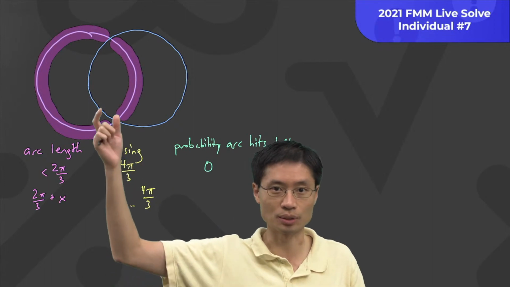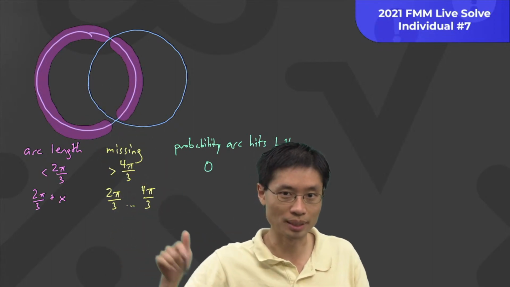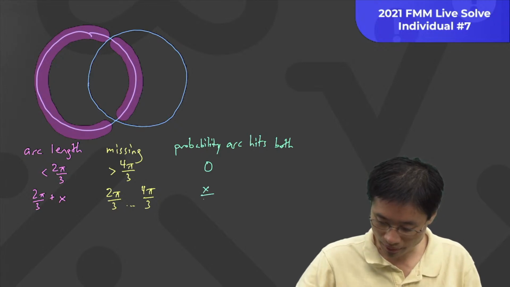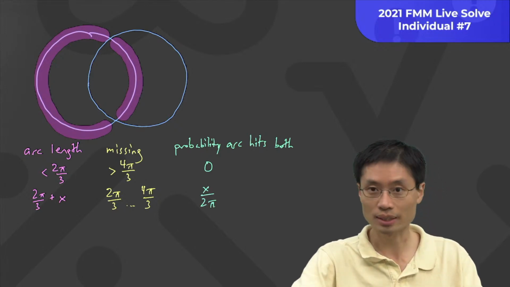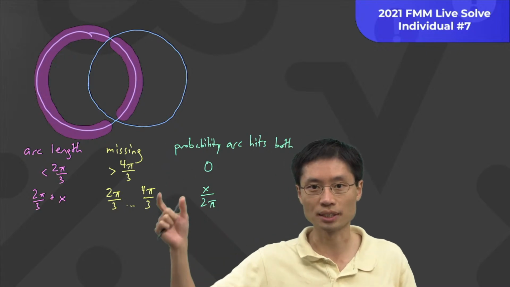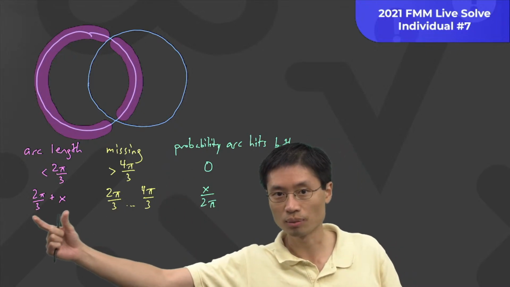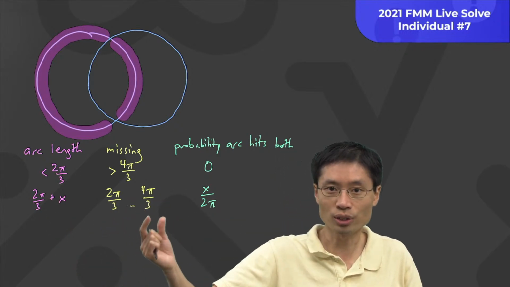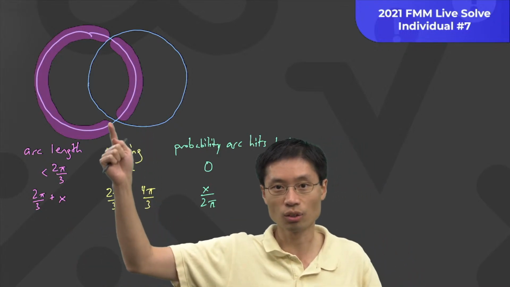It's the same thing as we saw before. X different starting points for the missing piece divided by the whole 2 pi. So I'm going to write x over 2 pi. And I also want to understand why. The reason is because if I have 2/3 pi plus x as the arc length, the missing part is 4/3 pi minus an x. This is the whole 4/3 pi.